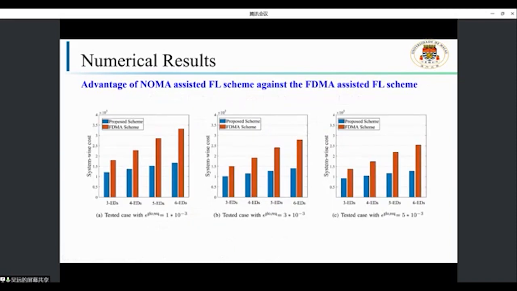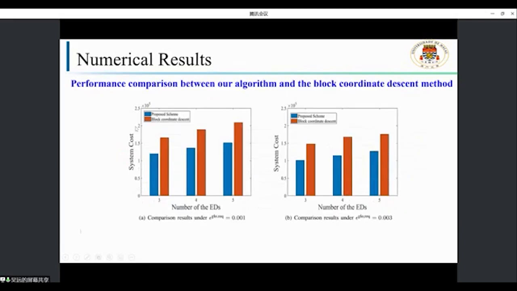And then we also compared our result with federated learning using the conventional FDMA scheme, because NOMA improves the spectrum efficiency. So the results show that our proposed scheme can again outperform the federated learning with the FDMA access scheme effectively.